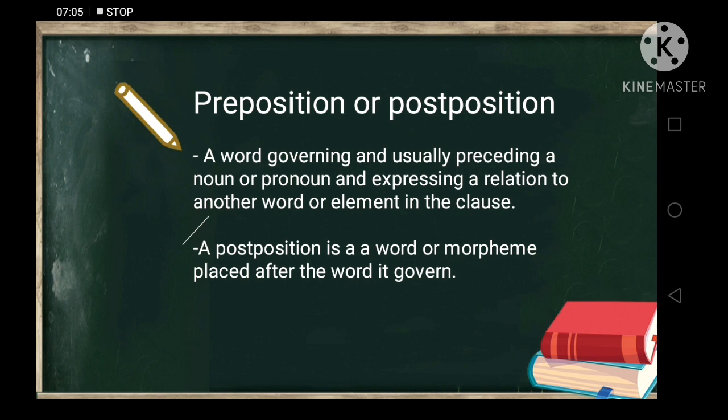And going to postposition, it is a word or a morpheme placed after the word it governs. For example, the word homeward. So in the word homeward, our postposition in there is the word ward, because it is the word that is placed after the word it governs.